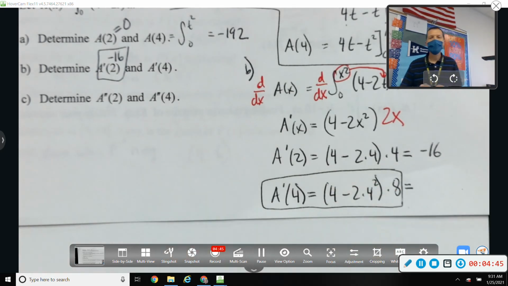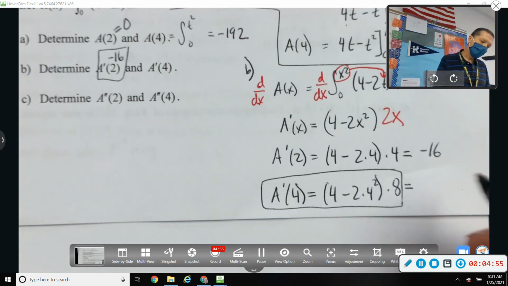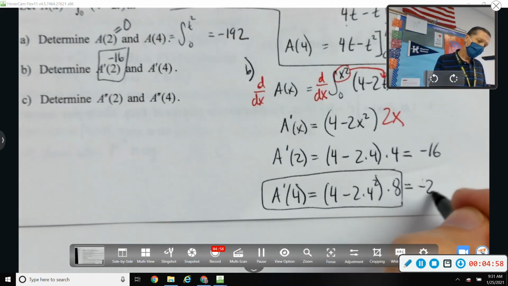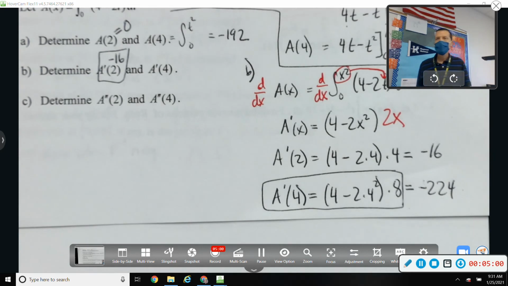Why bother with the calculator? That's my answer. If you want a numerical answer that's cleaner looking than that, you're welcome to use a calculator and get one. What was it? Negative 224. But you wouldn't have to go that far. You could stop right there and be okay.